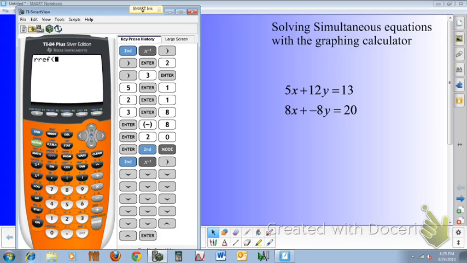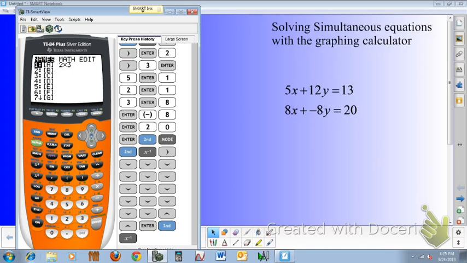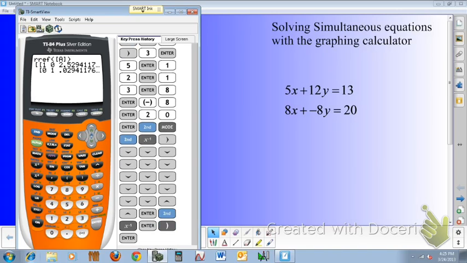Now, you get that window up, you then have to go back and hit second matrix. And if you're all set up into matrix A, you just hit enter. And then you close your bracket and you hit enter again. Now you're going to get a matrix. You're going to get 1, 0, and then a number. And then you're going to get 0 and 1 and then a number. The number that you're interested in on your calculator is the last numbers. These numbers right here. That's your answer.